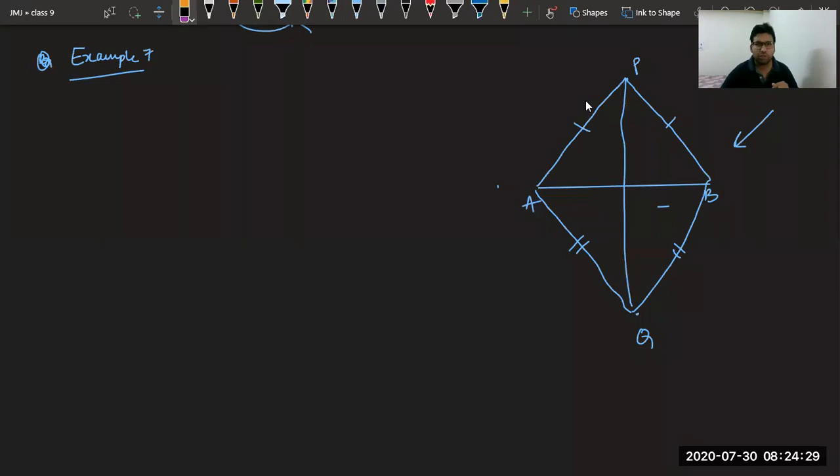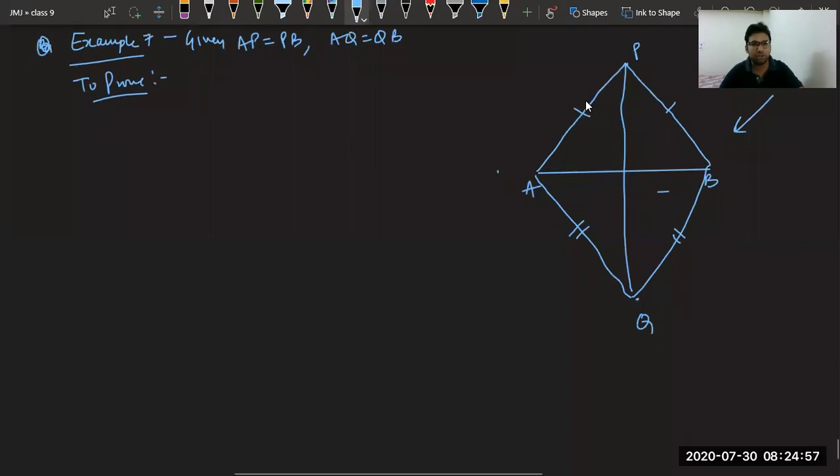So the only thing given to us is AP equal to PB, AQ equal to QB, that's it. Nothing else is given to us. We have to prove. The question tells something and wants us to answer something different. But our questions are like this only. Life never gives you a question as per your choice. So mathematics is preparing you for life.